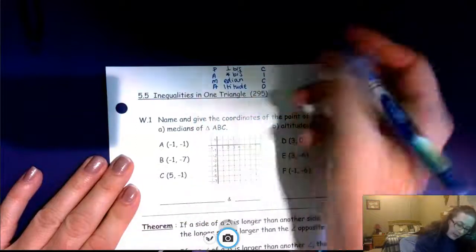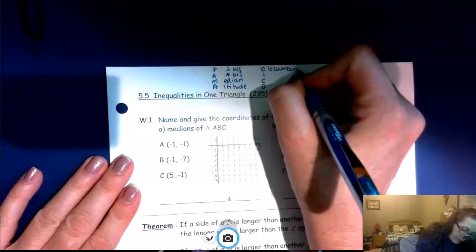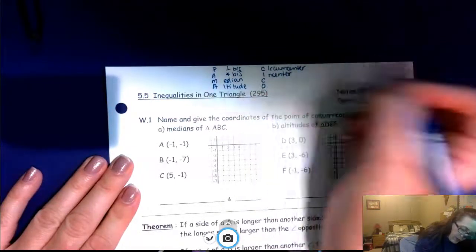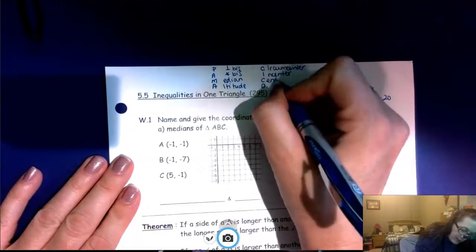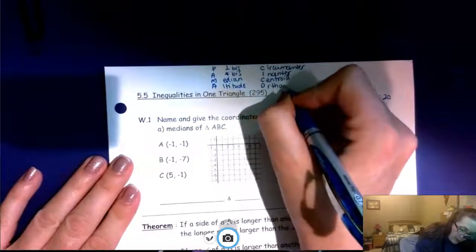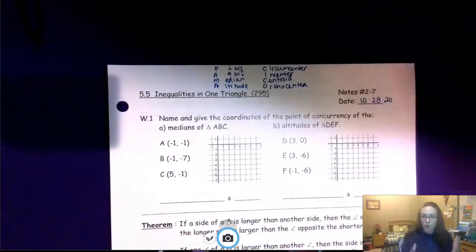Okay, the perpendicular bisector creates a circumcenter. The angle bisector makes an incenter. The median creates a centroid. And the altitude creates an orthocenter. So those are what we have here.